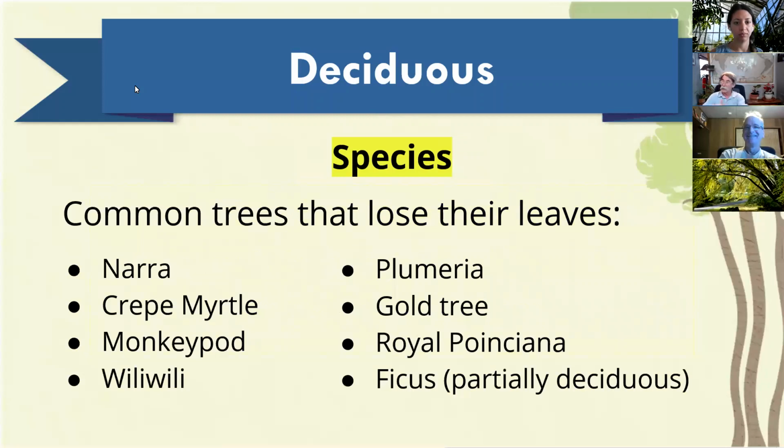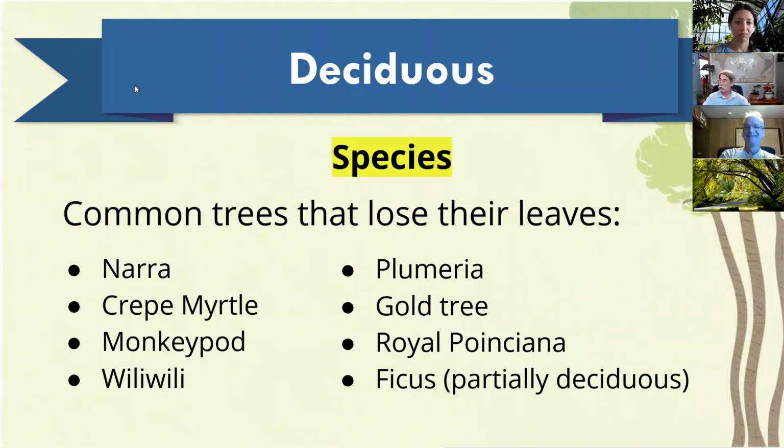Now, here are some species right here. Common trees that lose their leaves: nara, crepe myrtle. Monkey pod is native to South and Central America, and I see it down there. In fact, it's fully deciduous in its native habitat. It doesn't tend to be as deciduous in Hawaii, but it will drop all its leaves. People get all excited because sometimes they don't see that, depending on what's happening in our Hawaii environment. But understand that they are actually a deciduous tropical tree. Wiliwili is deciduous; that tends to be deciduous in the summertime.